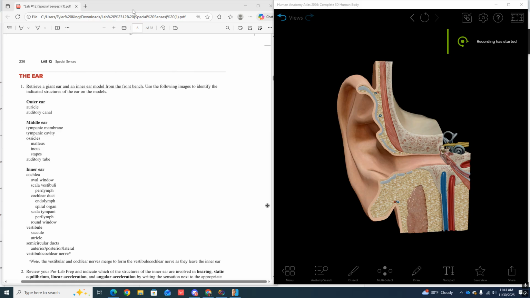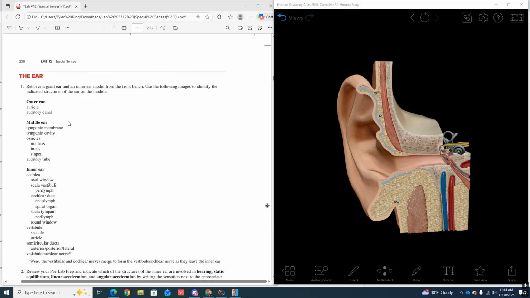The ear, guys, the ear. How we hear and how we stay at equilibrium. The ear is a really important structure that we have, and we're going to talk about all the different things that we need to talk about here. The way the ear works is it's divided up into 3 different sections: the outer ear, the middle ear, and the inner ear.